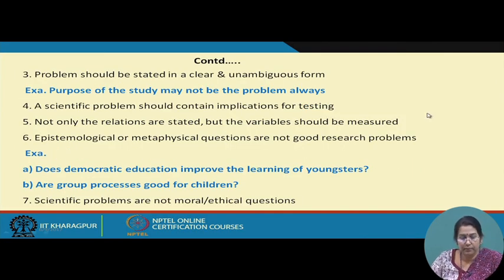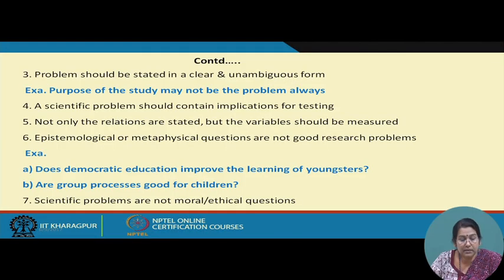So, that is why the problem should be stated in very clear and unambiguous forms. When we are posing or selecting a problem, not only does it show a relationship between two or three variables, but those relationships should be very clear and unambiguous. That means any layman, any normal person or any non-domain person can also understand what it actually asks and what it wants to verify. So, the problem should be stated in a very clear, conspicuous and unambiguous format.